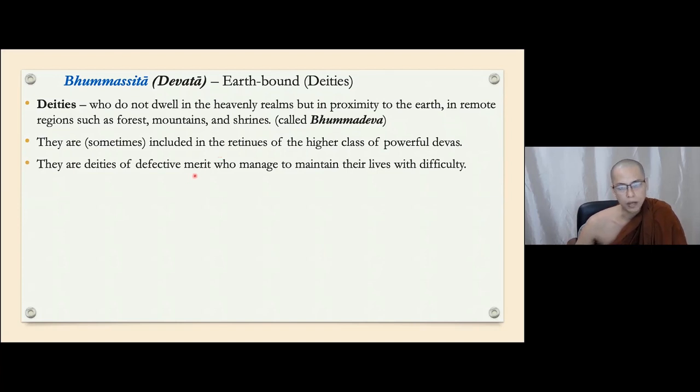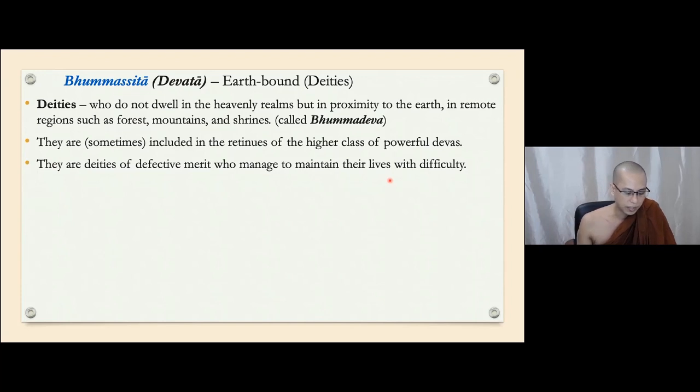And also the deities, their karma to be reborn in the Deva realm is a wholesome deed. But actually, that wholesome deed is not powerful enough to give the higher life. That is why sometimes they have difficulties in life. So they are Deva, but still they find it difficult to live their life in a proper way.